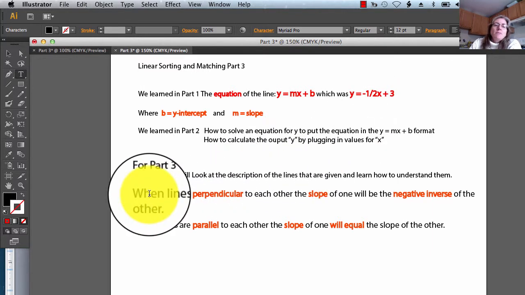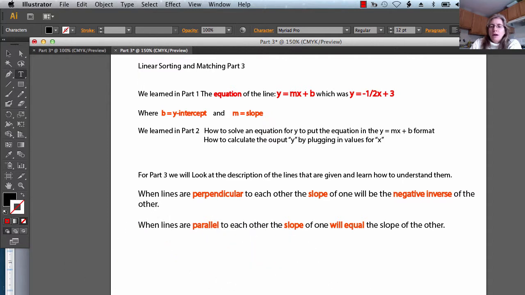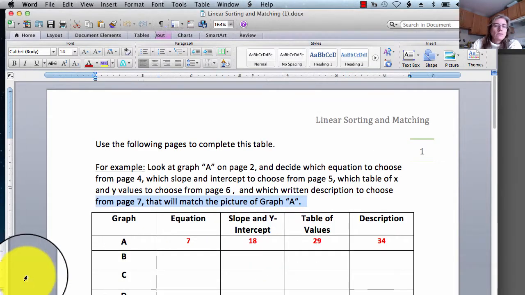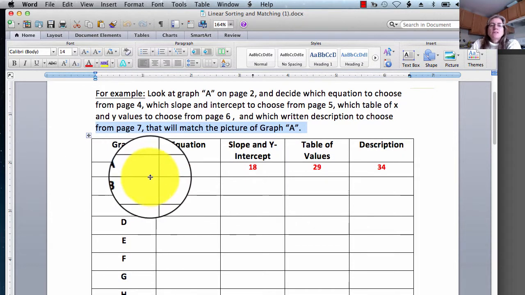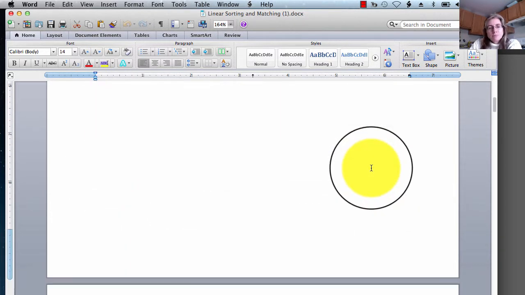Alright, in part 3, let's look at that sheet right here. It's telling us that graph A fits the description number 34.